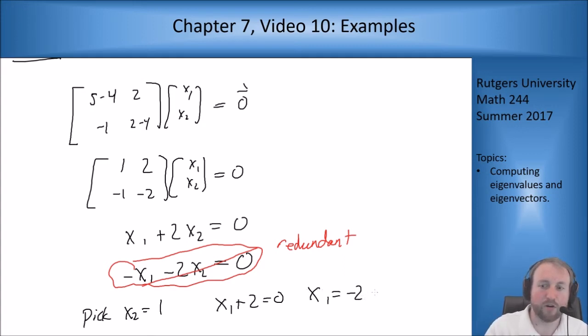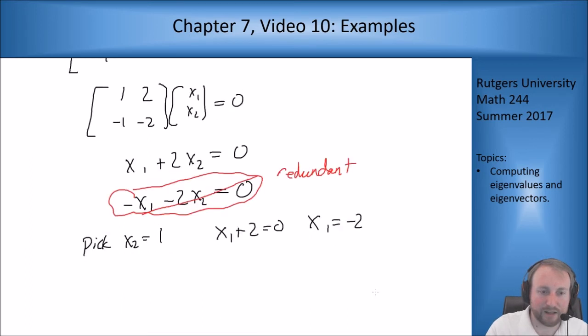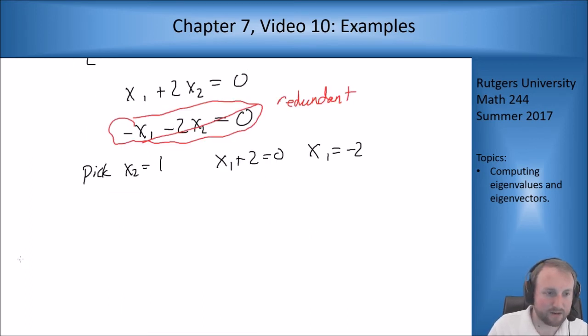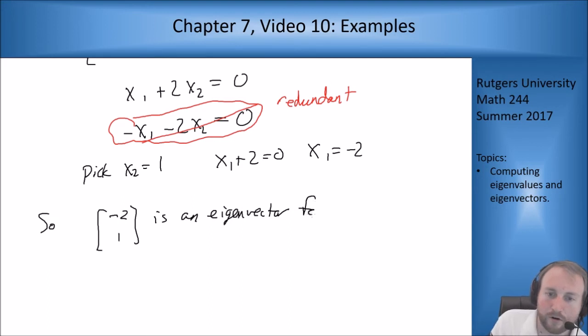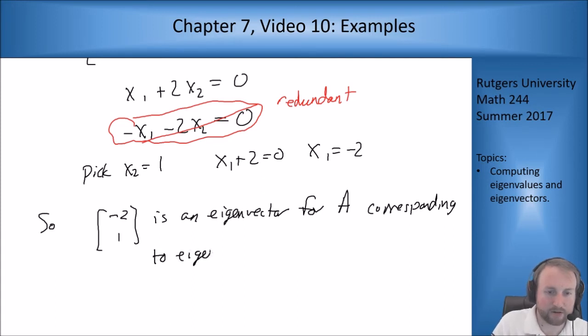Okay, what does that tell me? This tells me here, so the vector minus 2, 1 is an eigenvector for A corresponding to eigenvalue 4. Now, it's not the only eigenvector.